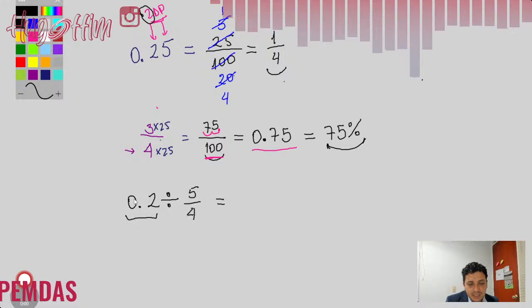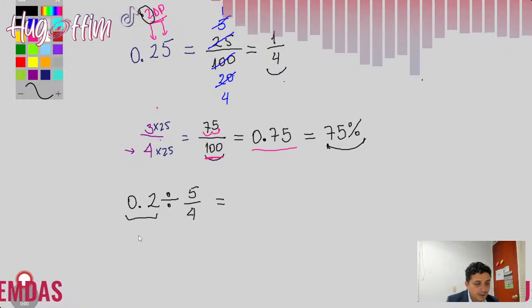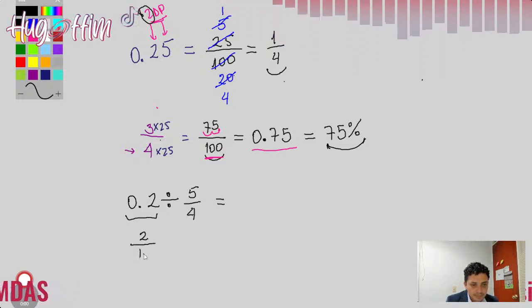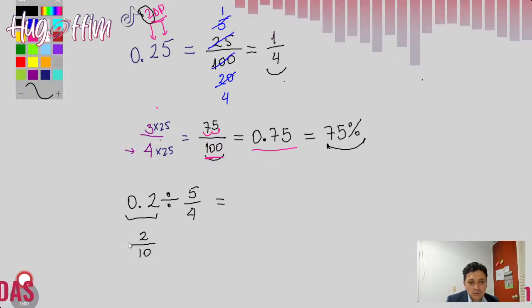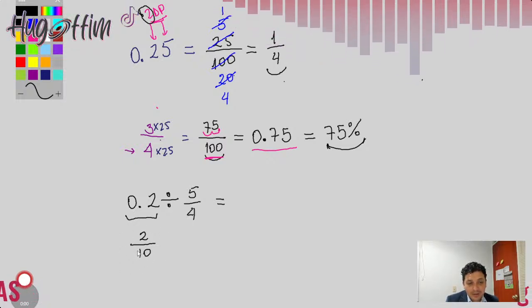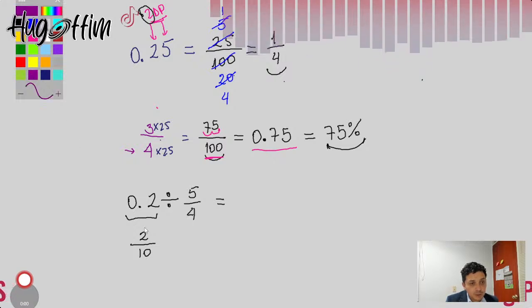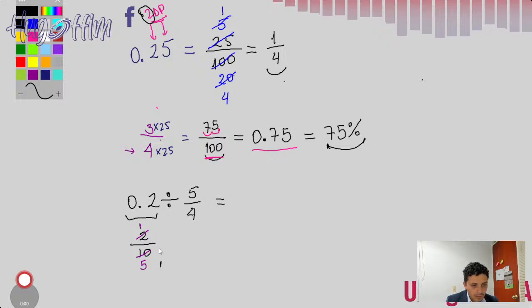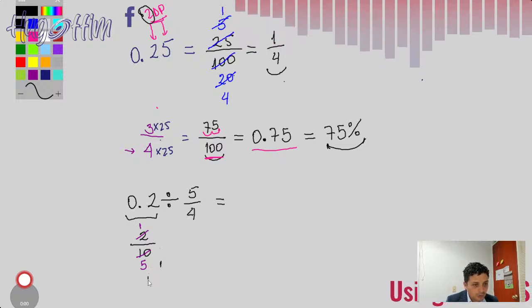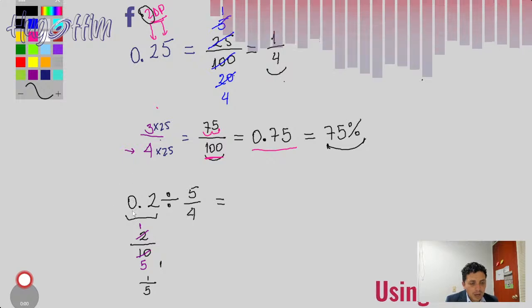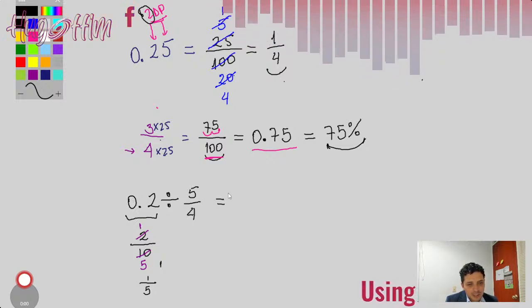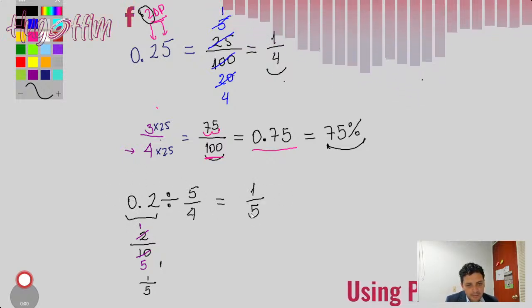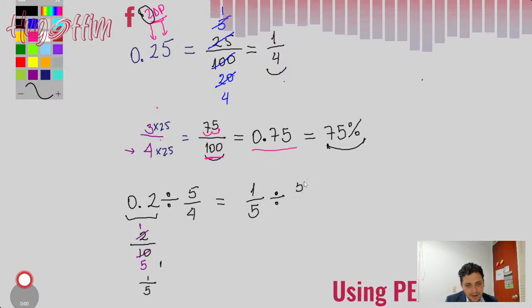So I'm going to convert this 0.2 into a fraction. 0.2 as a fraction is going to be 2 over 10. And if you want to continue, you can divide by common factors here. I can divide by 2. 2 divided by 2 is 1. 10 divided by 2 is 5. So the answer is going to be 1 over 5. So this 0.2 is 1 over 5. So actually, this operation is just 1 over 5 divided by 5 over 4.